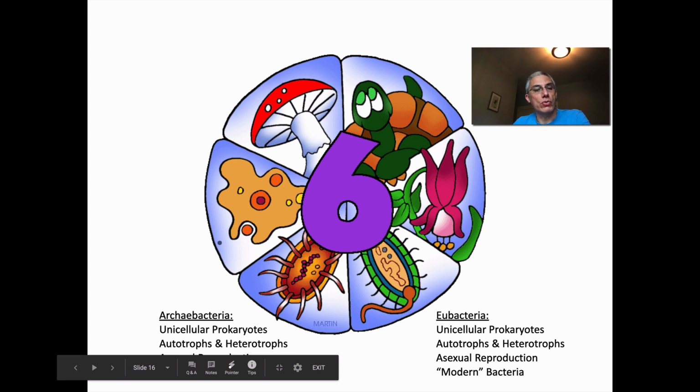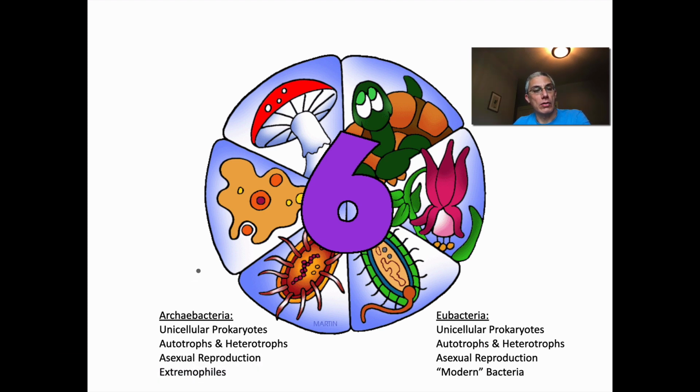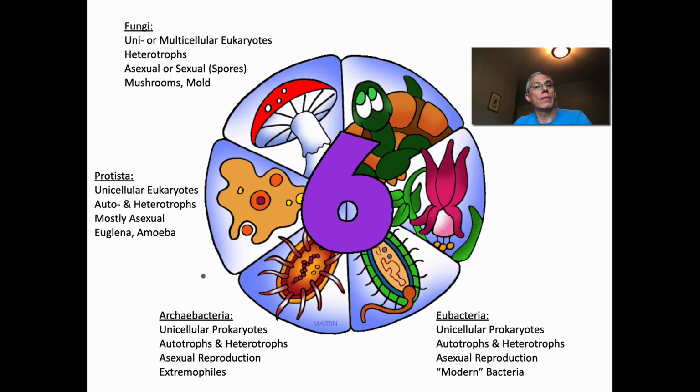The ones that live in the extreme environments are the archaeobacteria. So again, still bacteria, still prokaryotes. They can make their own food or they could be consumers. They do reproduce asexually, and as I said, they are the extremophiles. The protista is the group where these are eukaryotes, so now we have cells with organelles, or cell parts. They can produce their own food or they could be consumers. They do tend to still reproduce asexually, even though there are some exceptions to that. A couple of examples would be the euglena and the amoeba.